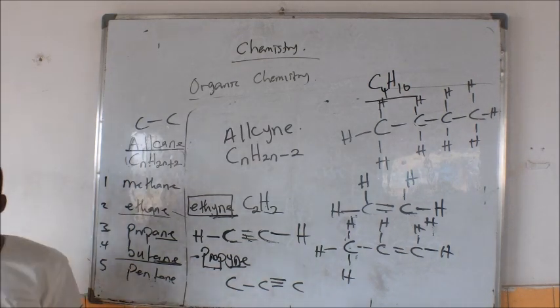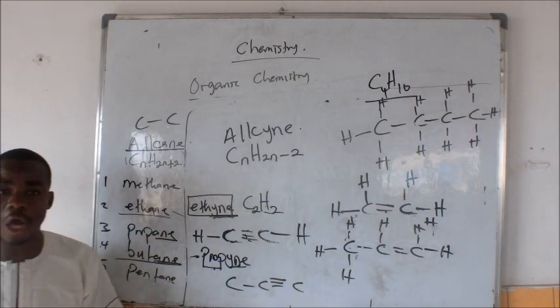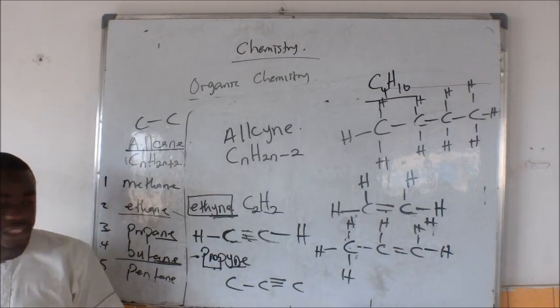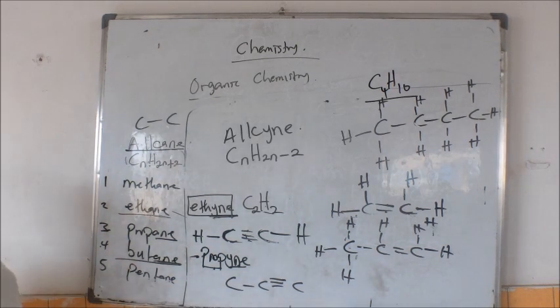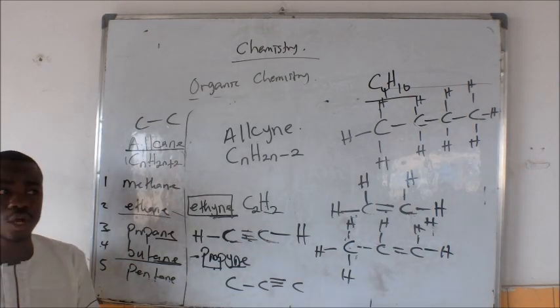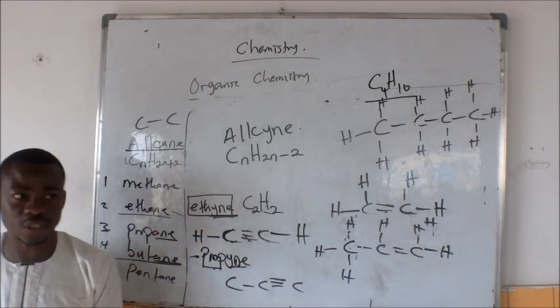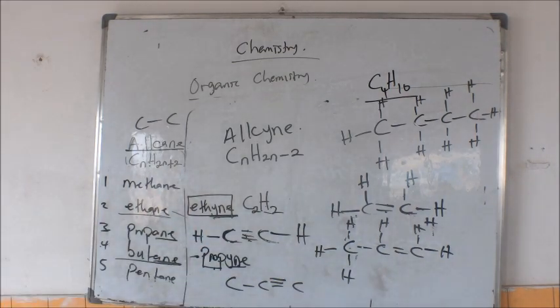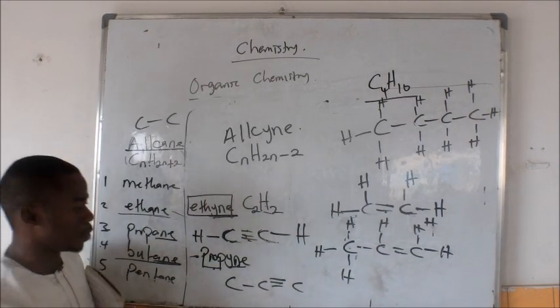When we get to IUPAC nomenclature, I will stress on that. But for now, your bonds can be anywhere. It can be on the first carbon, it can be on the second, it can be on the third, it can be on the fourth. Then later, I'll make you understand when you must have triple bond on a particular carbon, when you must have double bond on a particular carbon. But for now, it can be anywhere. Now, you have triple bonds.